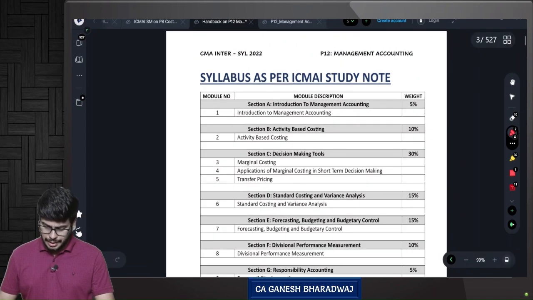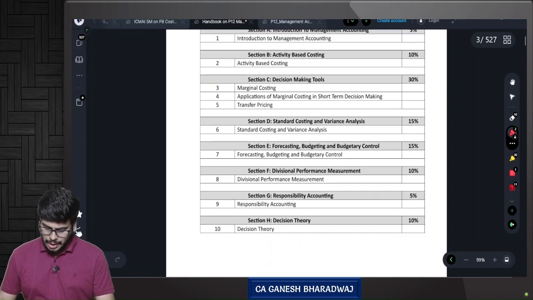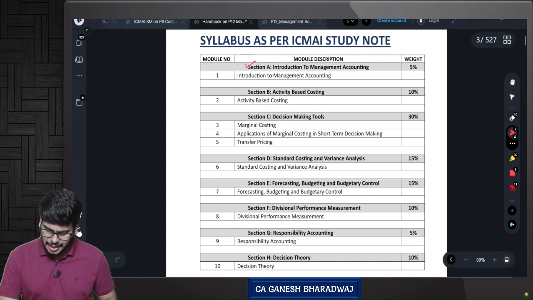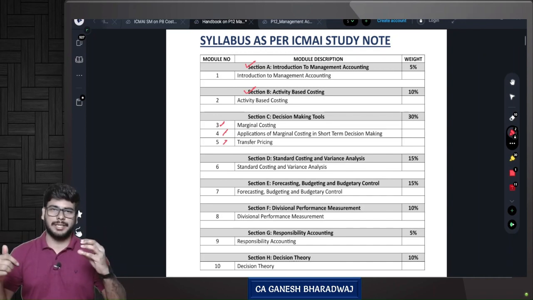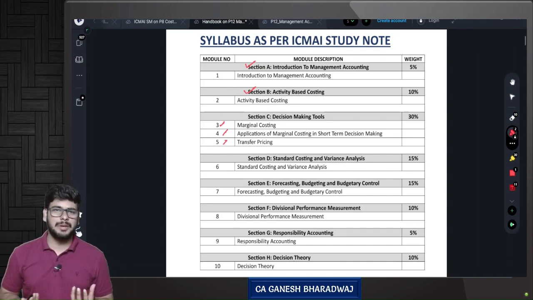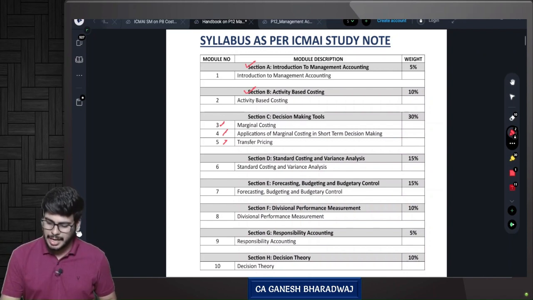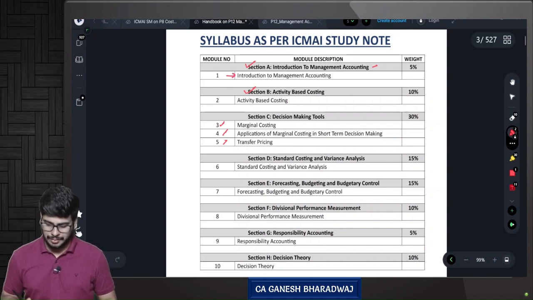If you look at this, we broadly have 10 chapters. In our CMA Institute study note, they have made some bifurcations like sections and modules. So section is a broad categorization. Inside a section, there might be more than one module. To put it short, if you see section A, Introduction to Management Accounting, there is only one module there that is also of the same name.